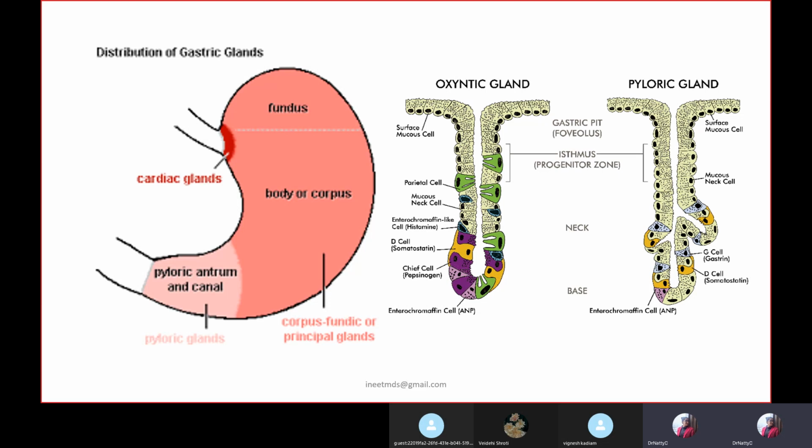Then starts the fundus and body of the gland. These parts of the stomach mainly have oxyntic glands. Oxyntic glands are also called principal glands, or the other name is fundic glands.